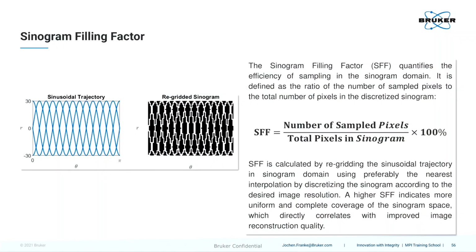Undersampling means that if we consider our trajectory, you can appreciate that we do not hit every point in the sinogram. This is called the sinogram filling factor. It's just the number of the recreated sinogram pixels divided by the total pixel number times 100%. So, is it dangerous to have a non-filled or not fully filled sinogram?